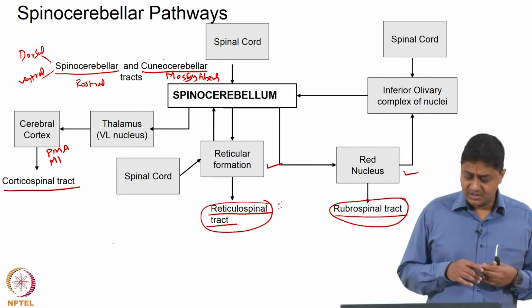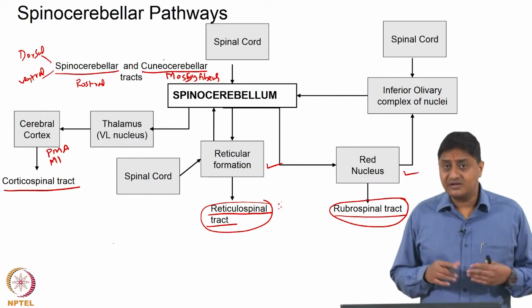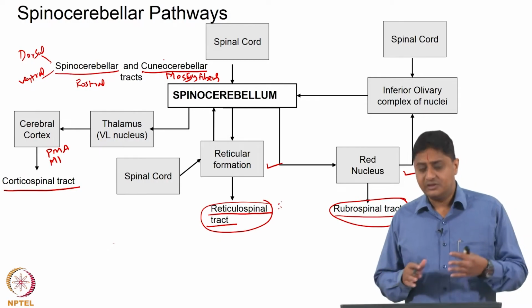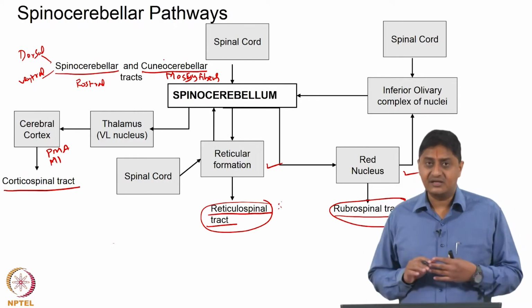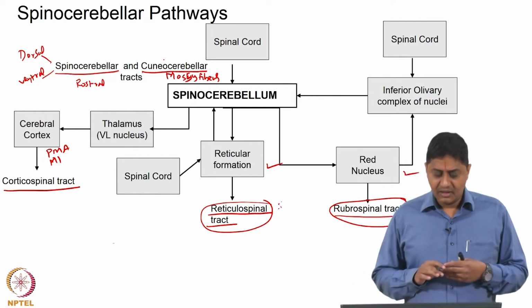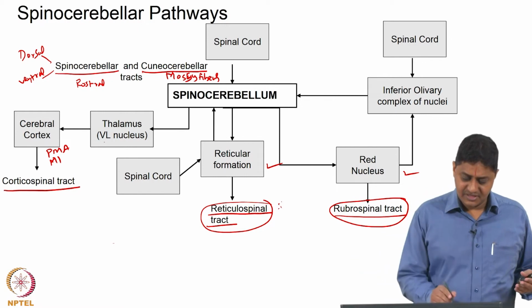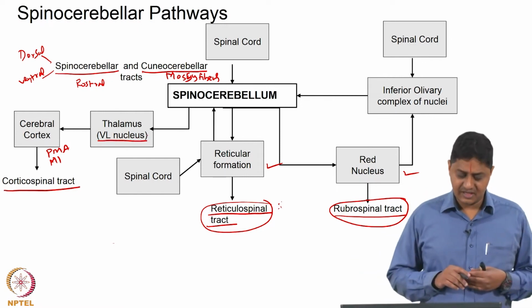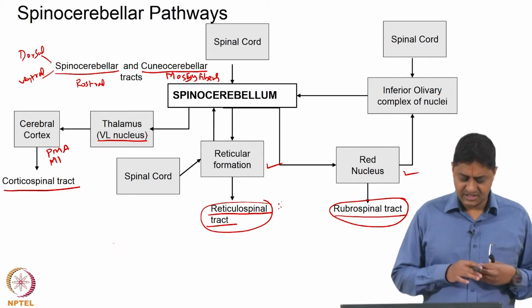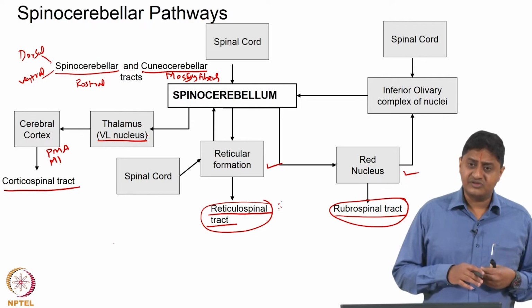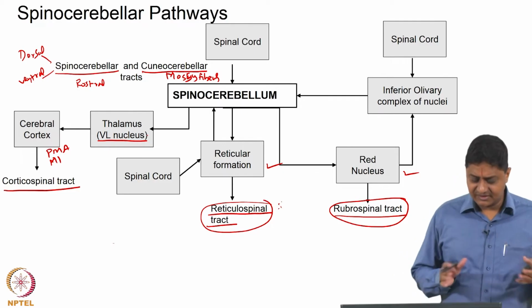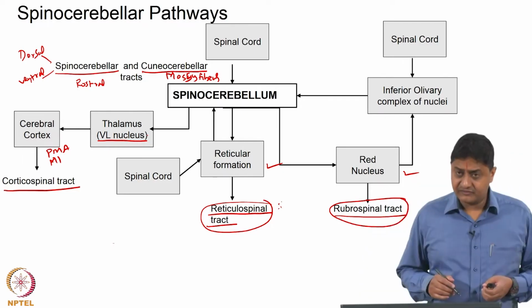And what are the major outputs? The major outputs are via the reticular formation and red nucleus, projecting respectively to the reticulospinal tract and the rubrospinal tract. The other output is via the ventrolateral nucleus of the thalamus, and from there to the motor areas of the cerebral cortex, and further from the motor areas to the corticospinal tract. So, these are the major inputs and outputs of the spinocerebellum.